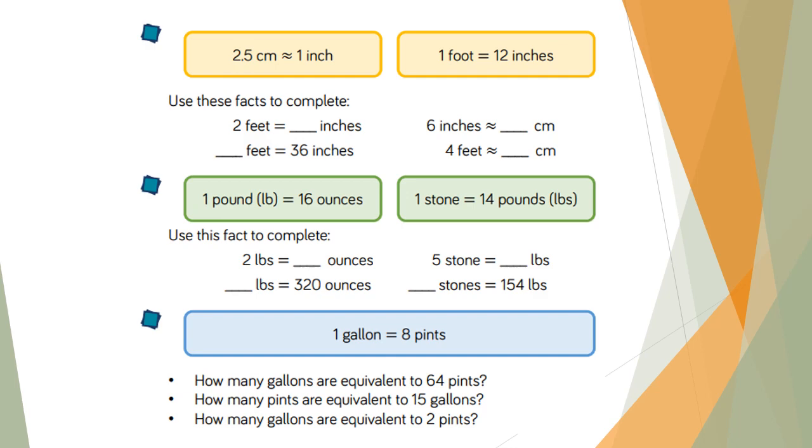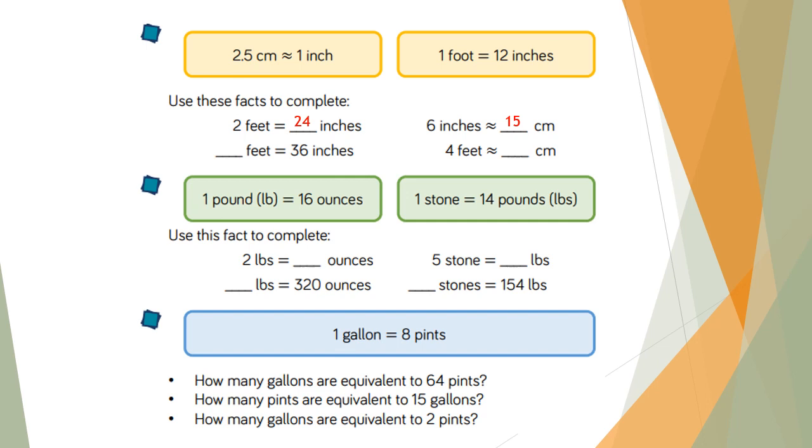Let's go through the answers. Use these facts to complete. 2 feet is equal to how many inches? Well, if we look at the orange box on the right, we can see 1 foot is equal to 12 inches. So 2 feet is double that. Double 1 is 2, and double 12 is 24. So our answer is 24.